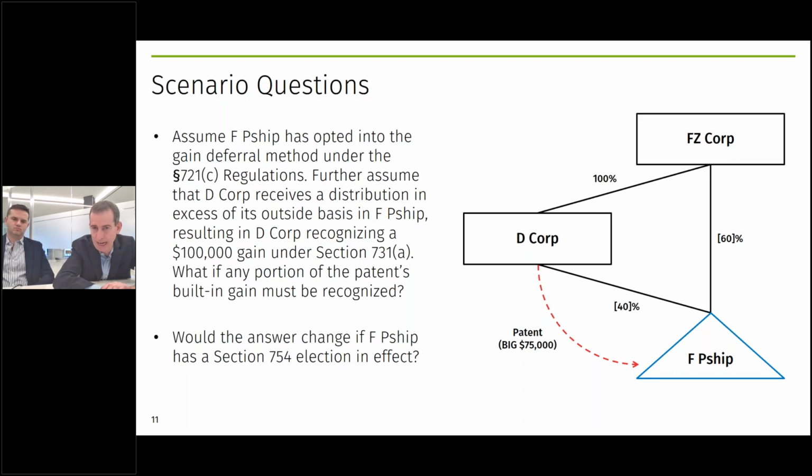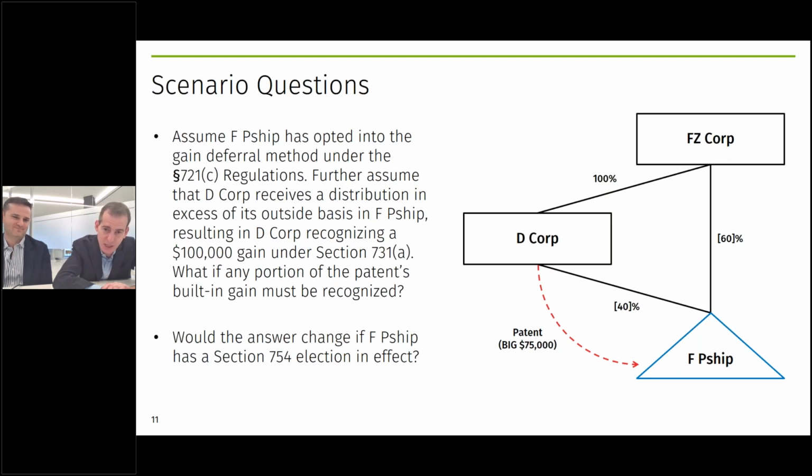mechanics here. And by increasing the basis, even partially, of the patent, what you've done is you've reduced the built-in gain that is supposed to be preserved under the gain deferral method. And so on its face, that constitutes an acceleration event. And the question is does that make sense here? And the answer is it does not make any sense.